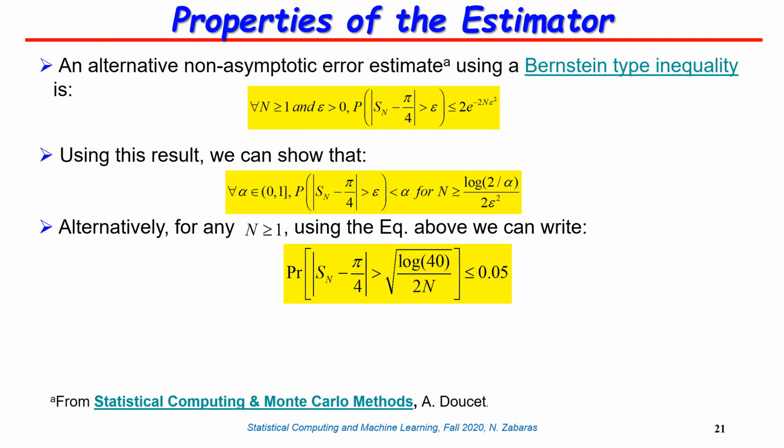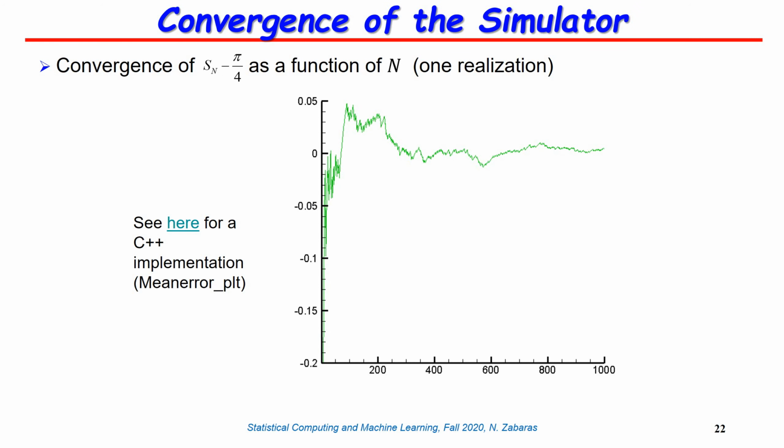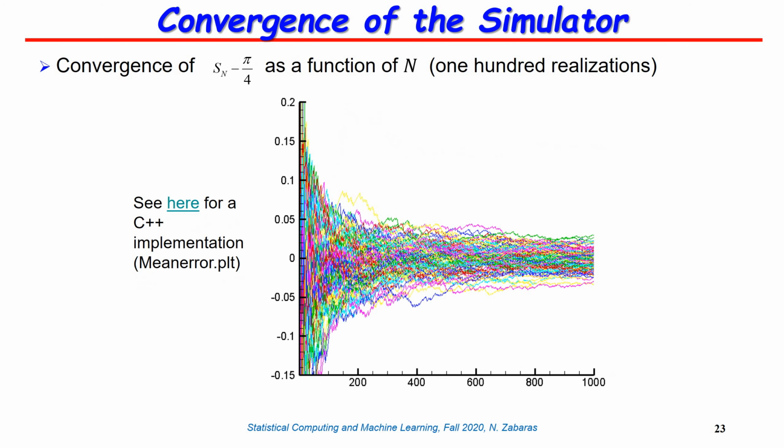Now you can appreciate again, looking for example at the last inequality, that the error of this approximation is always inversely proportional to the square root of n. So let me show a few trivial simulations of the pi over 4 estimation. What you see here is the convergence, the error of Sn minus pi over 4 as it converges for different values of the samples n. If you repeat this continuously, this is what you get.